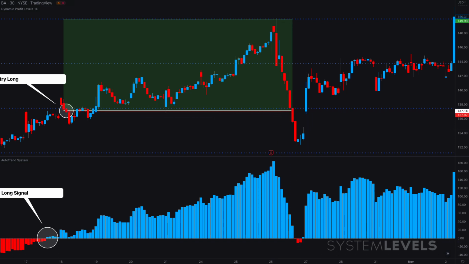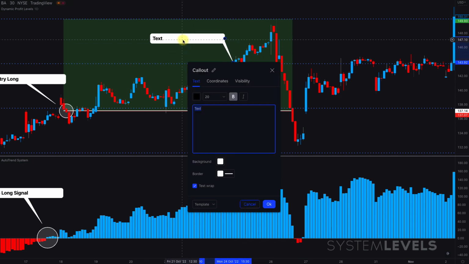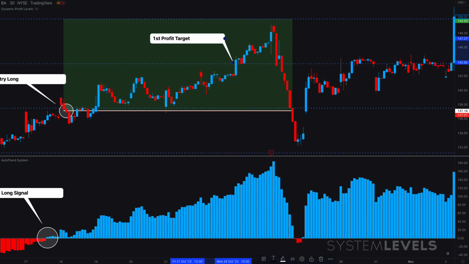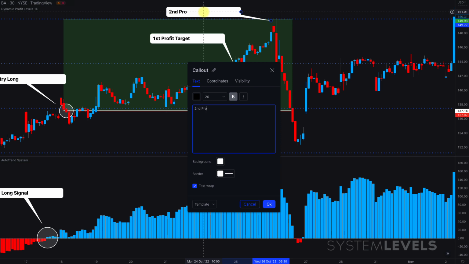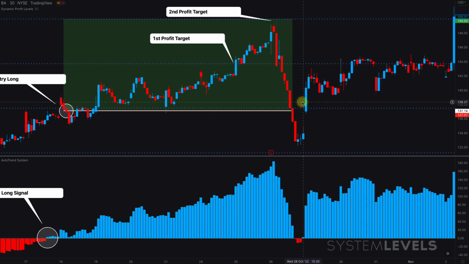So that's basically it for the first trade. We can go ahead and mark it. So we had our first profit target that was reached, and then we had our second profit target that was reached. Unfortunately, the third profit target was not reached, and we hit the break-even stop loss. Okay, so that's this trade done.